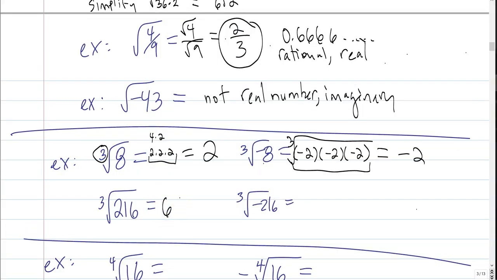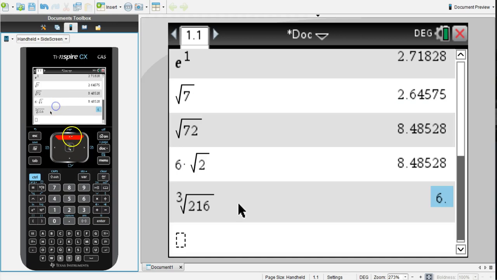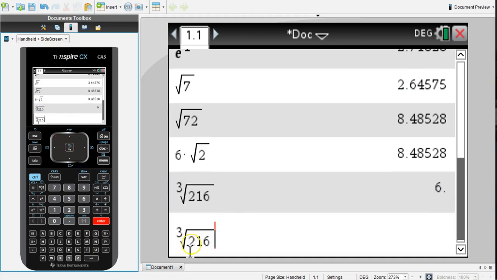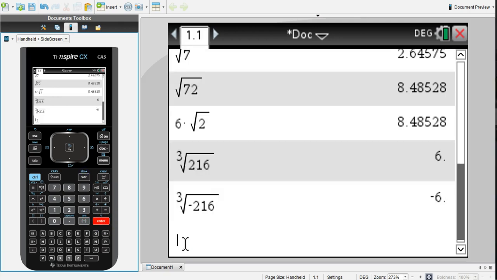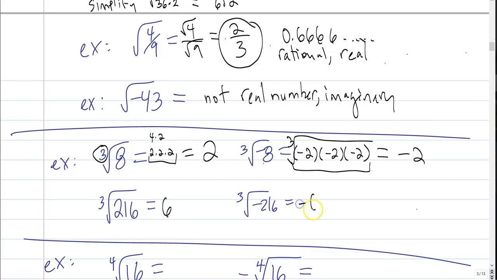What's the third root of negative 216? Hopefully you're not falling for it this time. See, if I go to that previous answer, and I change that 216 to a negative 216, my calculator still has no problem with that answer.